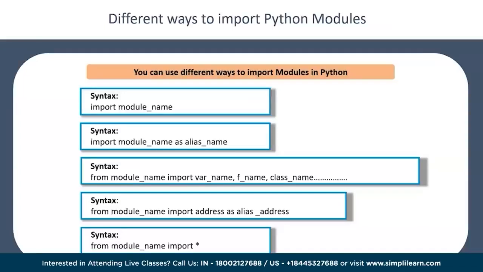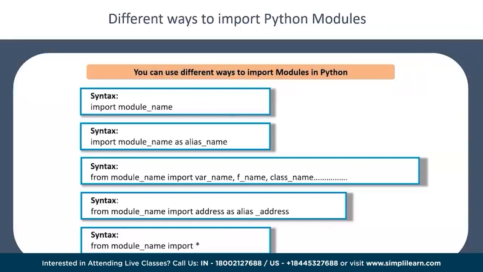Then the fourth is from module, where you import specific names as an alias. You can import and give an alias to the specific function name or the class name. And then of course, similar to the first syntax, you can import everything. So the first and the last syntax have almost the same meaning, importing everything in your module.